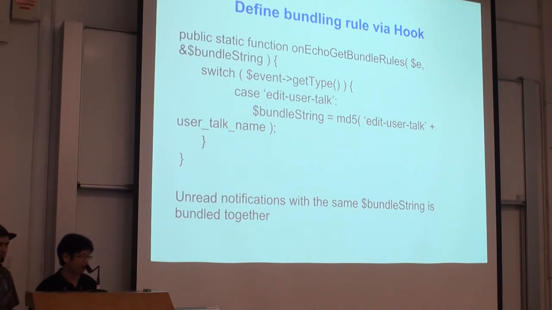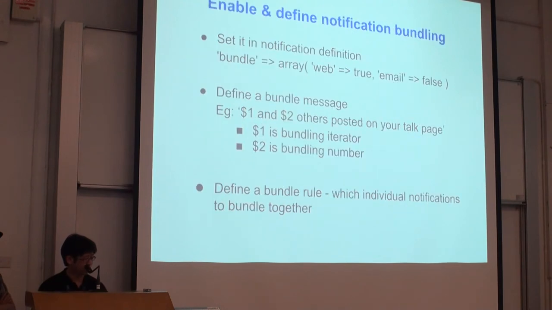This can be done via the Echo get bundle rule. Basically, it's passing a bundle string, and this string is used to bundle the notifications together. In this example, I'm defining a bundle string for the added user top notification. Basically, it's the notification type, and then the user namespace or username. Once this is done, any unread notification with the same bundle string will be bundled together. So we get something like, user A and five others posted on the top page.